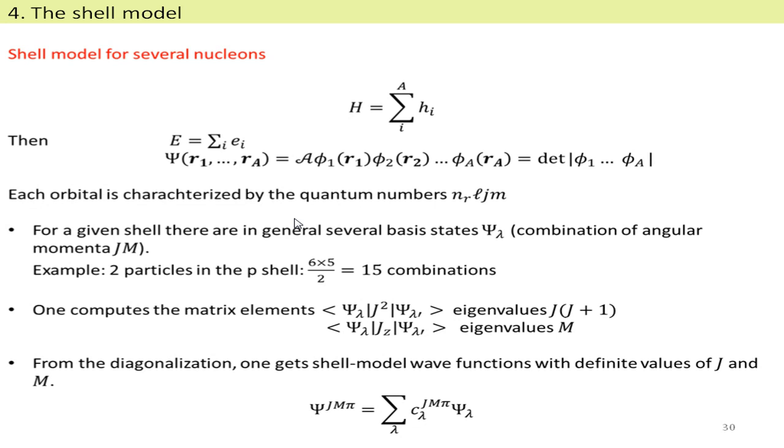Okay? But these Slater determinants don't have a correct angular momentum. So if you want to restore the angular momentum, what you have to do is to compute the matrix element of J square and Jz between these Slater determinants, and then you get the eigenvalues J(J+1) and the eigenvalues M. And from the diagonalization of this operator, you can build shell model wave functions with a correct value of J and M.